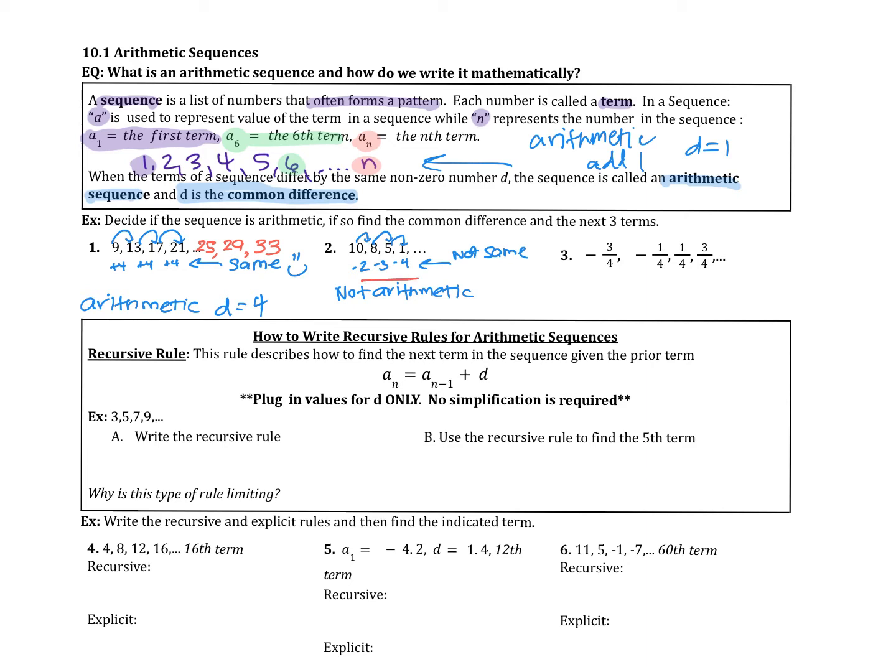I would get -4. If I subtracted 6 from -4, I would get -10. If I subtracted 7 from -10, I would get -17. So we could still find the next 3 terms. We just can't call this an arithmetic sequence because it's not.